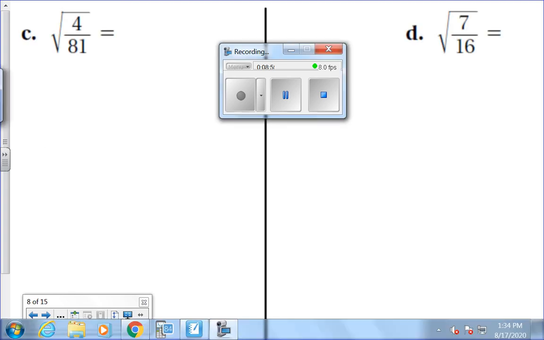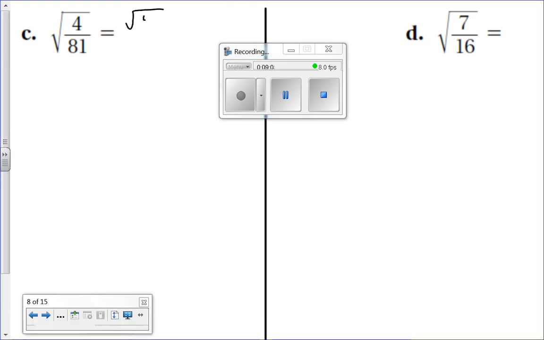All right, looks like a couple quotient rule problems to try. What I would do on this first one is just make the 4 and the 81 have separate radicals, because I noticed both of those numbers are perfect squares. The square root of 4 equals 2. The square root of 81 equals 9. And then that's my answer, 2/9.